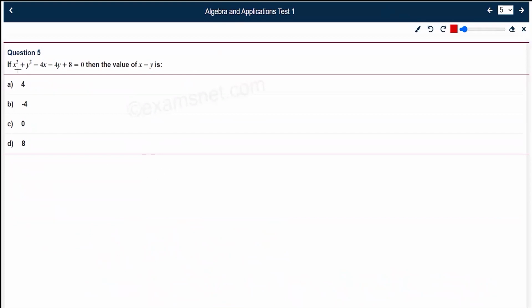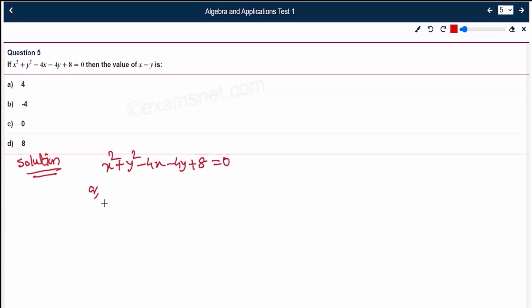Here is our fifth question. If x square plus y square minus 4x minus 4y plus 8 equals 0, then what is the value of x minus y? A very good question, I must say. Let's start with the solution. First, write down the given expression: x square plus y square minus 4x minus 4y plus 8 equals 0.